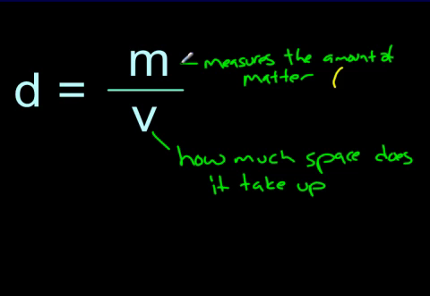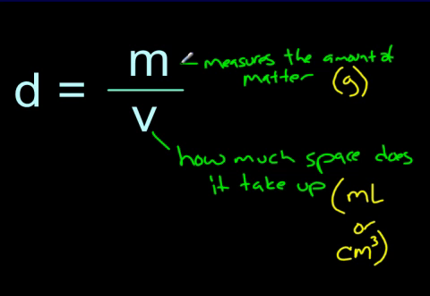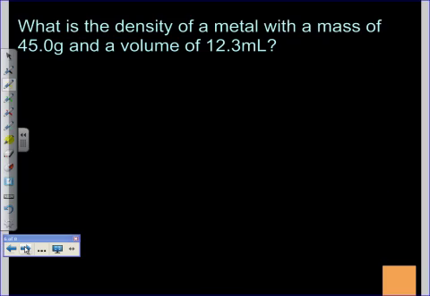Okay, so relatively straightforward. Remember that typically your mass is going to be in grams. Usually in most of the stuff that we do, our volume is going to be in milliliters or cubic centimeters. It's really important to know that milliliters and cubic centimeters are the same thing basically. They look different, but they are equivalent measurements. So 1 milliliter equals 1 cubic centimeter. So here's a sample problem that we're going to work through.